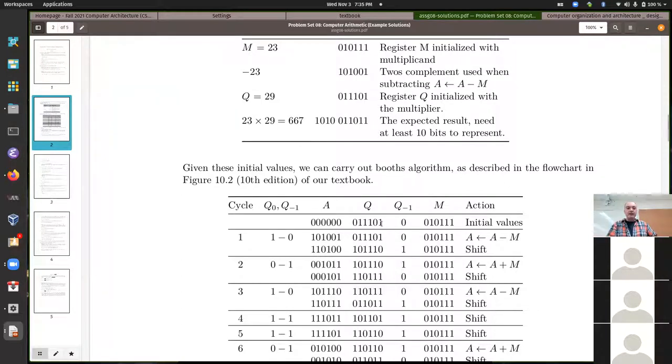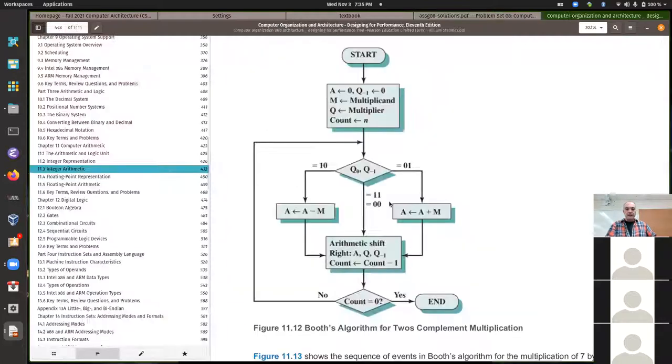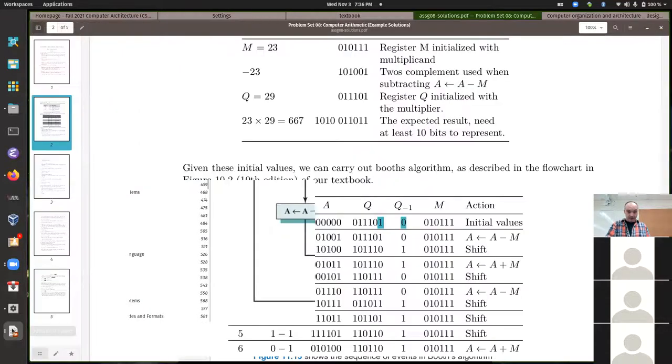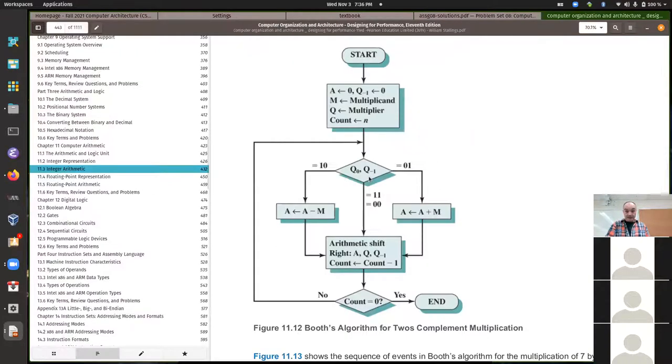So according to our algorithm from our textbook, you look at these 2 bits. Our textbook identifies them as the Q0 bit and the Q minus 1 bit. Depending on that, we've got a selection statement, a condition statement in our flow chart here, right? So if we have 1, 0, that says we should do this, right? We should subtract A minus M, which means we're going to add A plus the 2's complement of what we've got in M here, right? And then that result should go back into A, right?